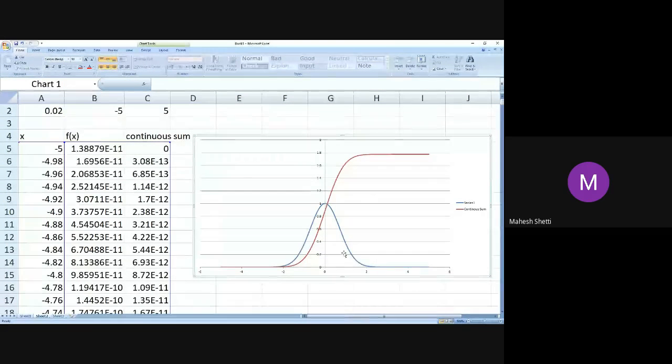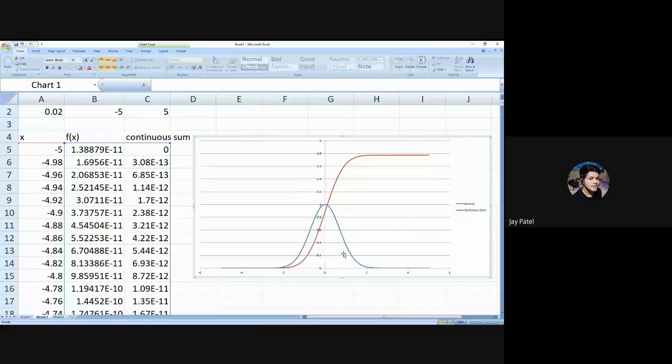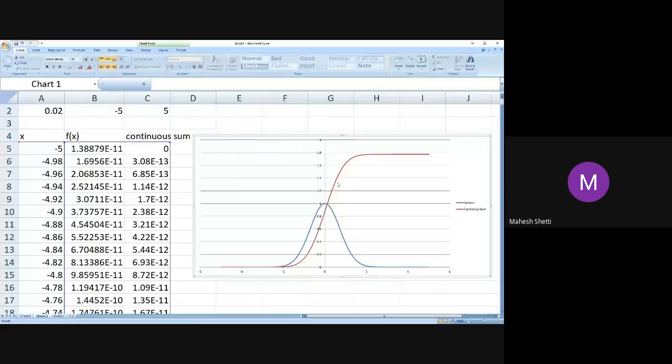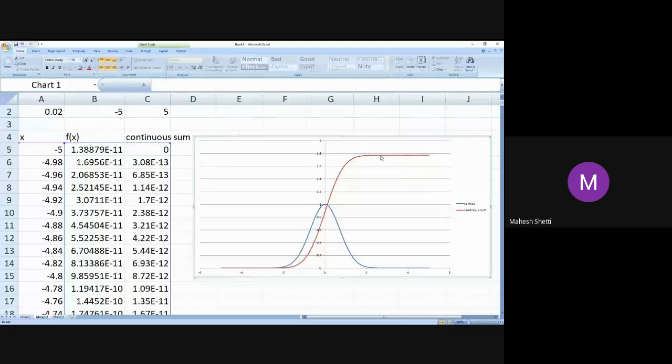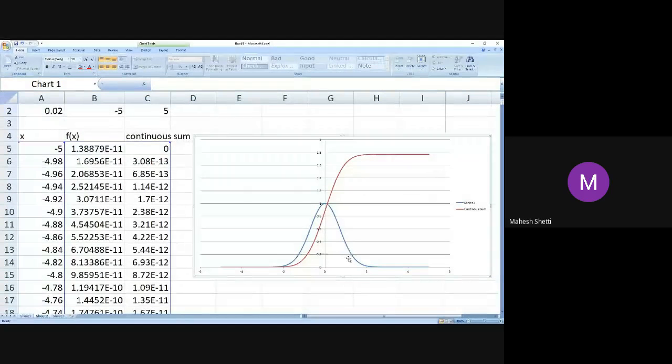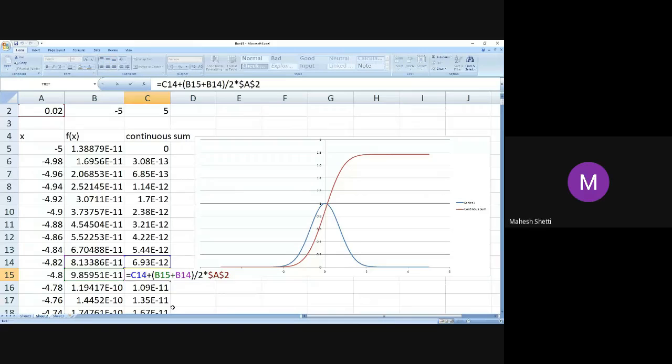So in the formula of the continuous sum, this red curve is approaching a saturation because I am adding smaller and smaller and smaller terms. Yes. So is it fine?